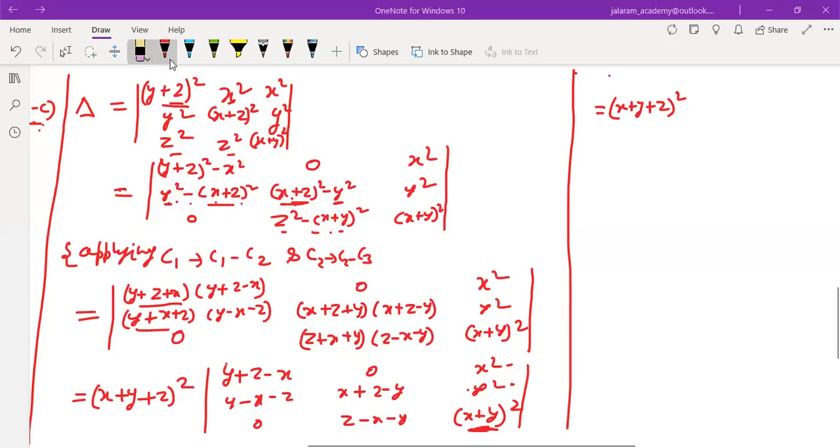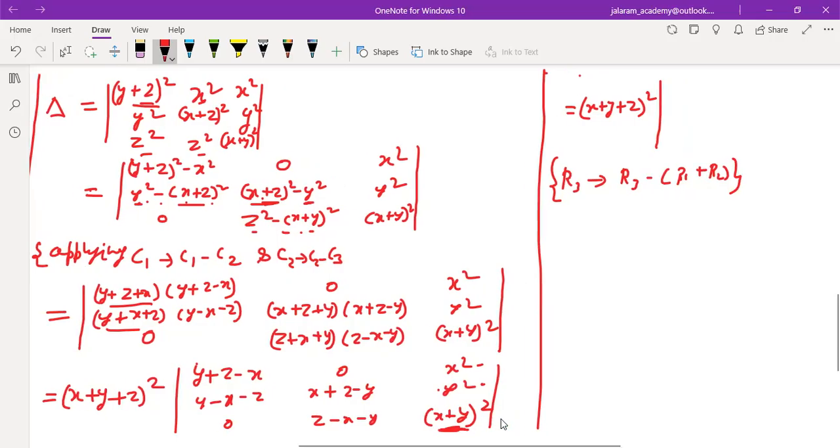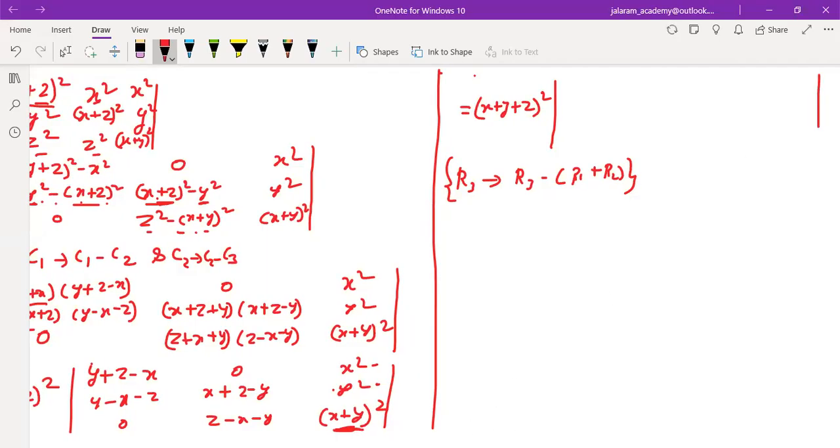And when we subtract it from the third element, x square plus y square plus 2xy minus x square minus y square, there will be only 2xy. And the other will be automatically varied due to this operation. So R3 is operated as R3 minus R1 plus R2, so that this x plus y whole square is x square plus y square plus 2xy minus x square minus y square, which is only 2xy.